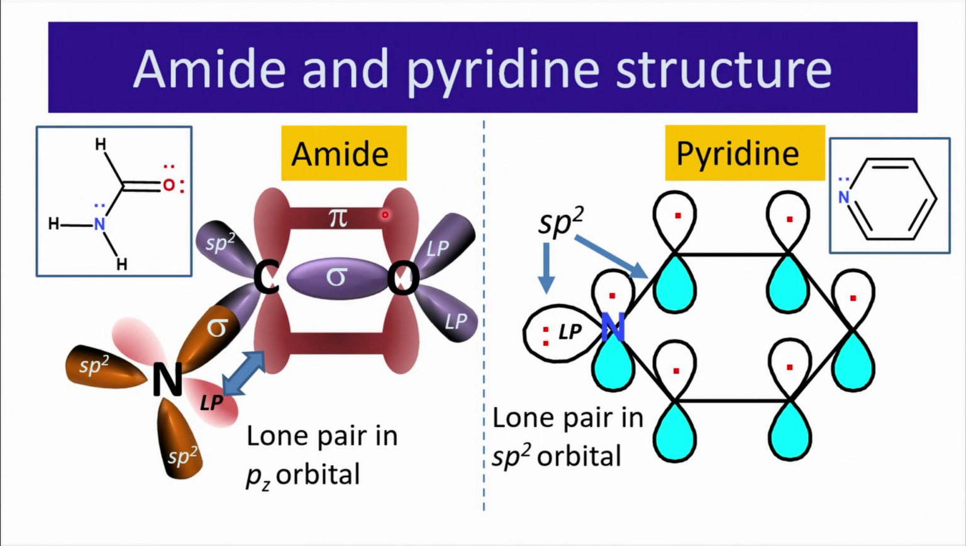Now if you compare the amide and the pyridine, you have two different approaches. In the amide nitrogen, the lone pair is on the pz orbital, but in pyridine, the lone pair is in the sp2 orbital. So which is the correct one? Many of you may have this doubt. How do we explain this strange phenomenon of nitrogen having two different types of hybridized orbitals?